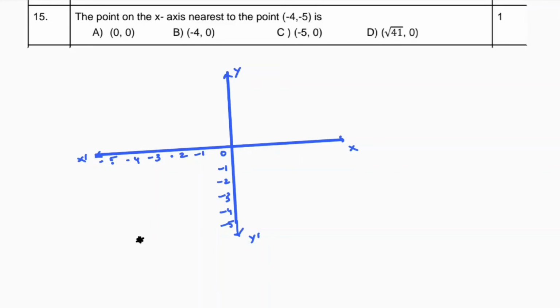So the nearest point on x-axis, nearest to this point. See, nearest will be the shortest distance, because there is one more point -5, 0. See, this will not be the near one. So the nearest will be the perpendicular one, that is on x-axis. So the answer is -4, 0. So the correct option is B.